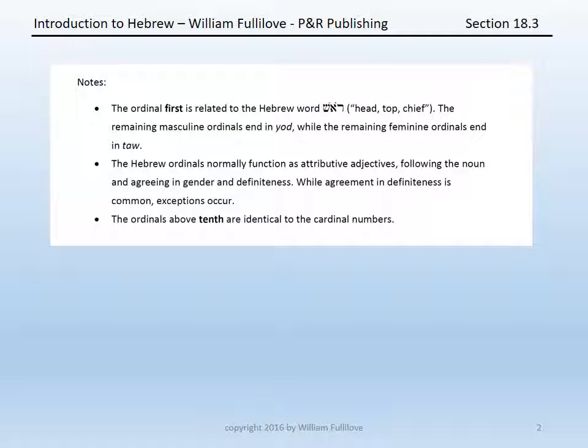Three notes about the ordinal numbers. One, the ordinal first is actually related to the Hebrew word rosh, head, top, or chief, and you can see how that could become first. The remaining masculine ordinals are the ones that end in yod, and the remaining feminine ordinals end in tav.